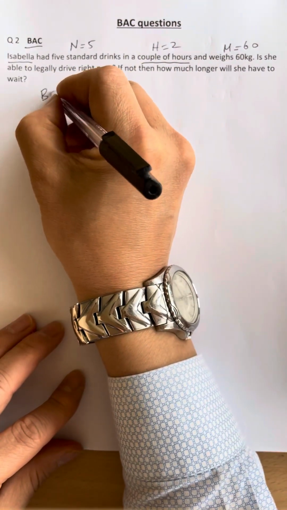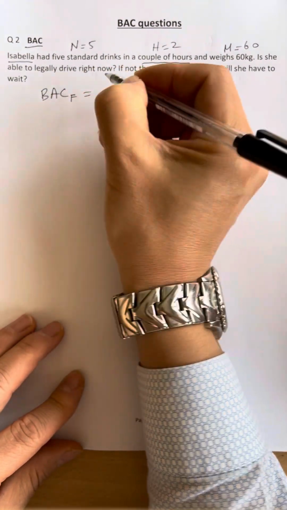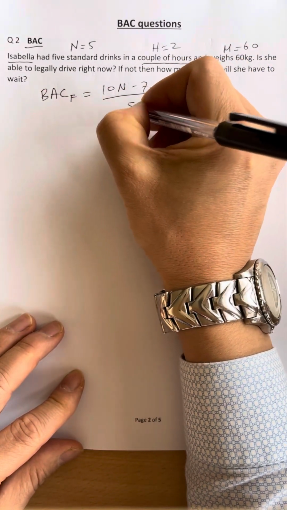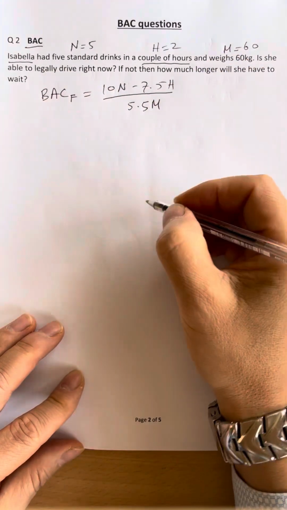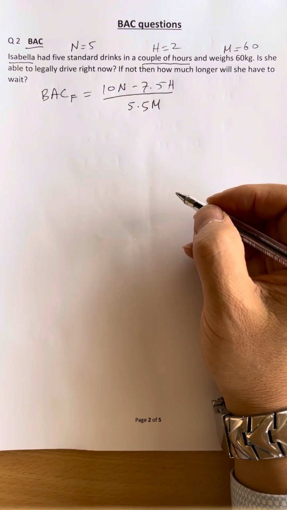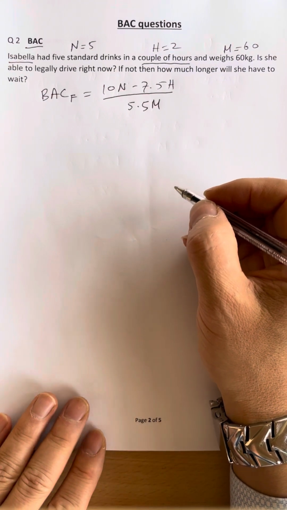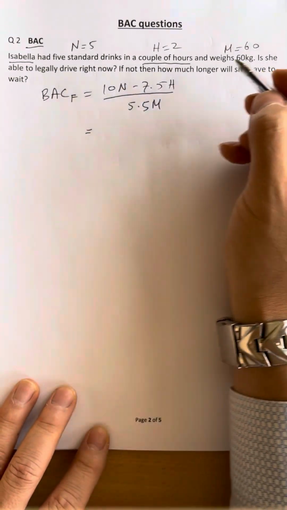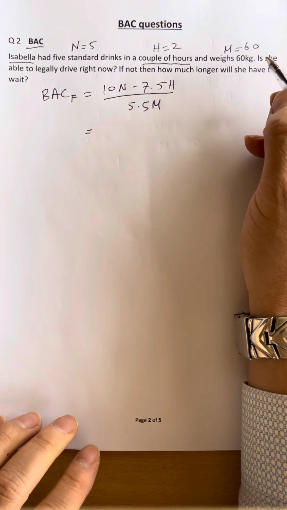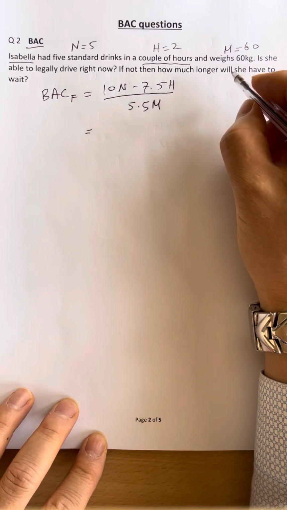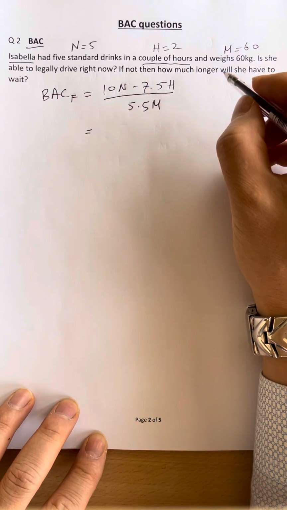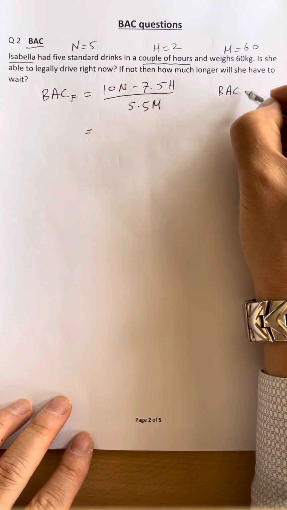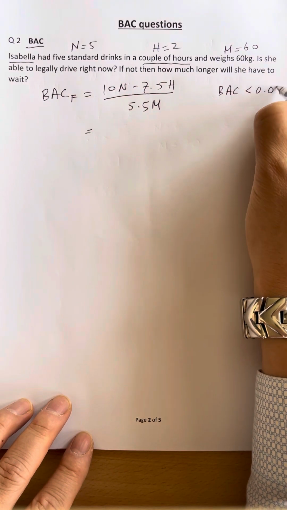So first you have to quote the right formula, so it's the female formula, which is 10n minus 7.5h divided by 5.5m. They will not expect you to remember this formula. They will give you this formula in the exam. Now, in New South Wales, Australia, the legal limit is 0.05. So the BAC, male or female, has to be less than 0.05. That's the limit.